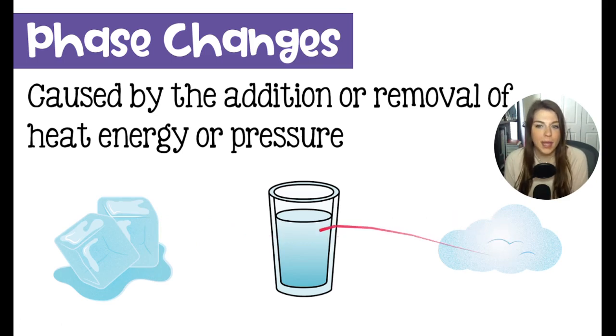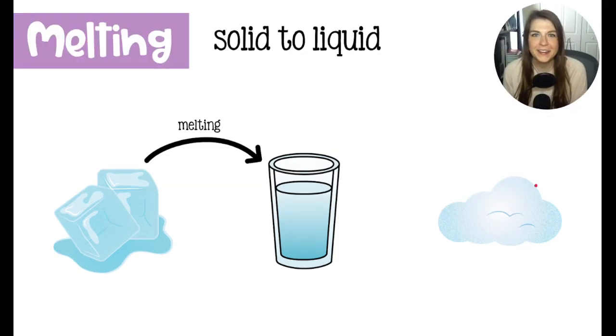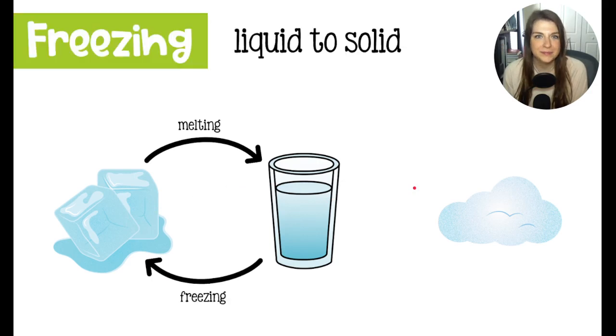And by adding or removing heat, we can change between phases, but we can also do that by a change in pressure. We're going to rapid fire through the phase changes. Anytime we are converting a solid into a liquid, we call that melting. The reverse, liquid to solid, is freezing.